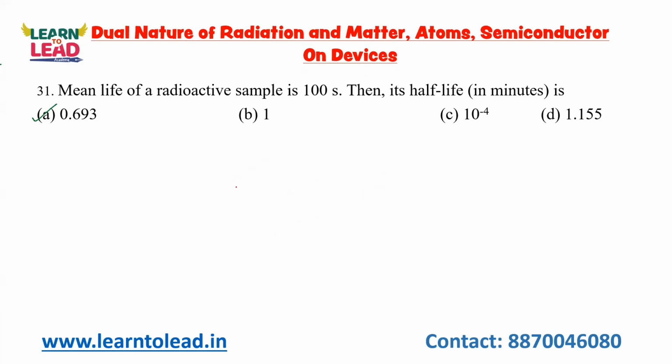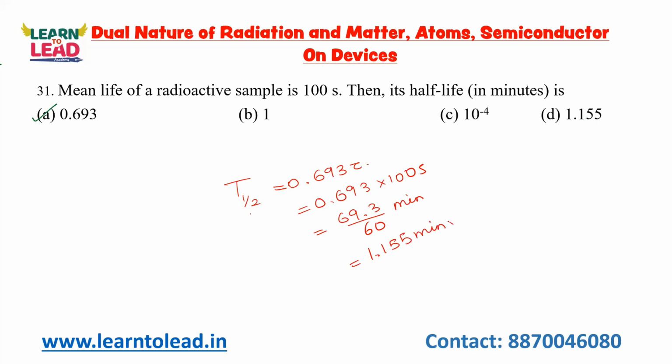Now, the mean life of a radioactive sample is 100 seconds. What is the half-life? Note down the relation between half-life and mean life. Half-life is equal to 0.693 times the mean life. So 0.693 into 100 seconds, so 69.3 seconds, divided by 60 gives minutes, which is equal to 1.155 minutes. So note down the relation for half-life. Half-life we denote as T half. Mean life we denote as tau.